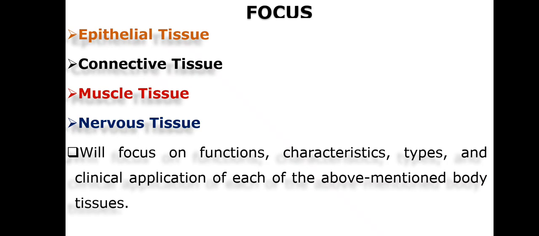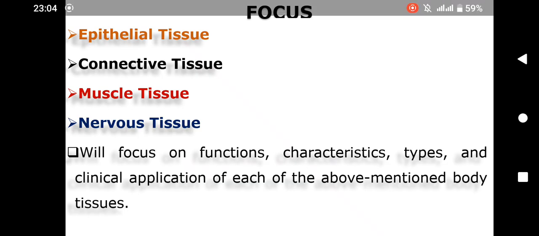Now, we are going to focus on the functions, characteristics, as well as types and clinical application of each of the above mentioned body tissues. So for you to say I'm equipped with knowledge on body tissues, you must know what epithelial tissues are all about, their functions, their types, their clinical application and everything. Then you must also do the same for connective tissue, muscle tissue and nervous tissue.